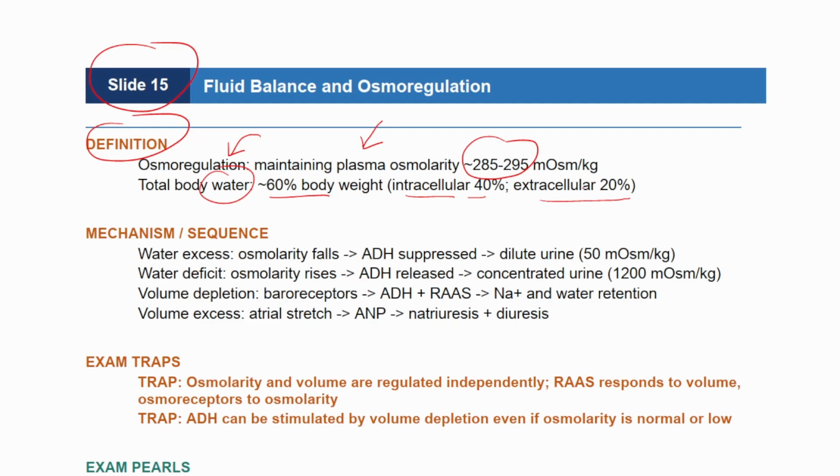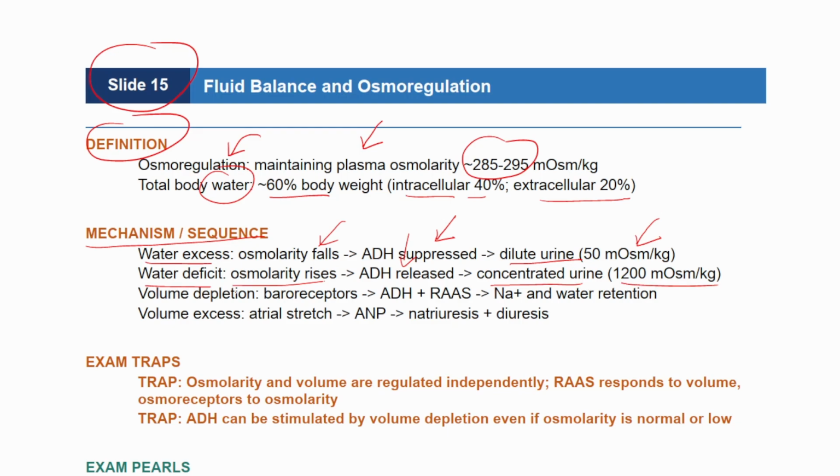Looking at the precise homeostatic mechanisms and sequences, a state of water excess causes plasma osmolarity to fall, which suppresses antidiuretic hormone or ADH, leading to the excretion of highly dilute urine as low as 50 milliosmoles per kilogram. Conversely, a state of water deficit causes systemic osmolarity to rise, triggering the release of ADH to produce a heavily concentrated urine, reaching up to 1200 milliosmoles per kilogram.